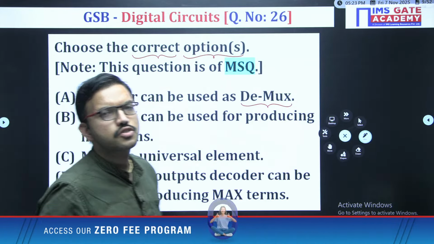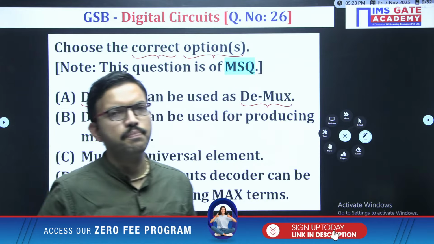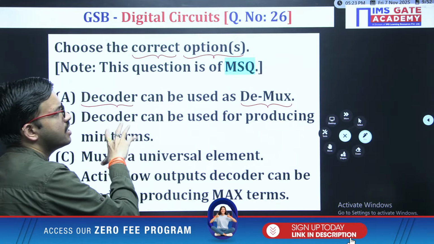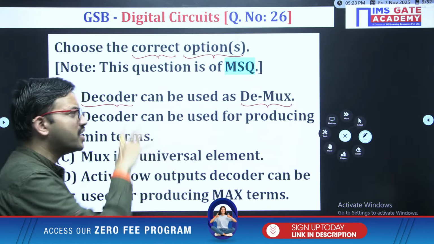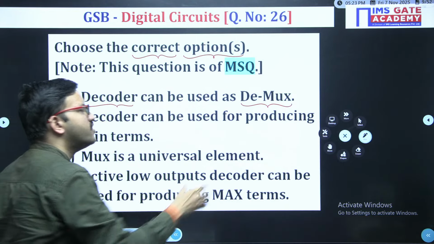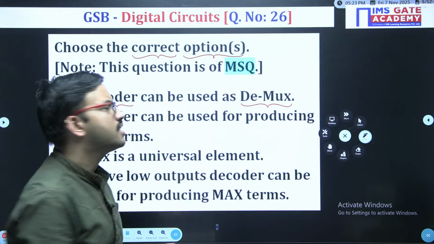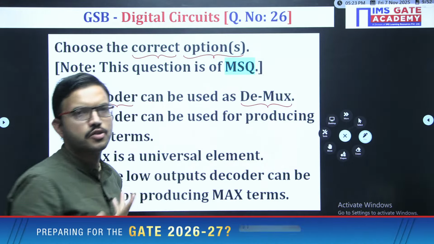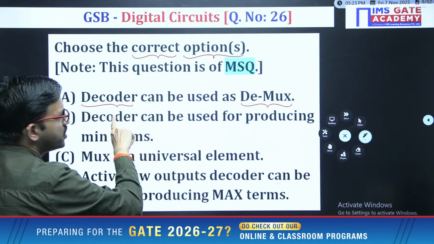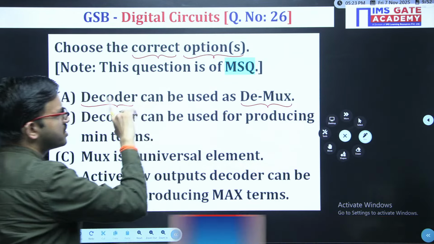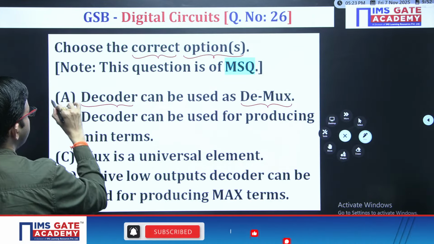Since the hardware circuit is exactly the same, if you have a decoder and your requirement is a demux, you can utilize the same decoder as a demux. Similarly, if you have a demux and your requirement is a decoder, then you can utilize the same demux as a decoder. So decoder can be used as demux, and similarly demux can be used as decoder. So option A is correct.